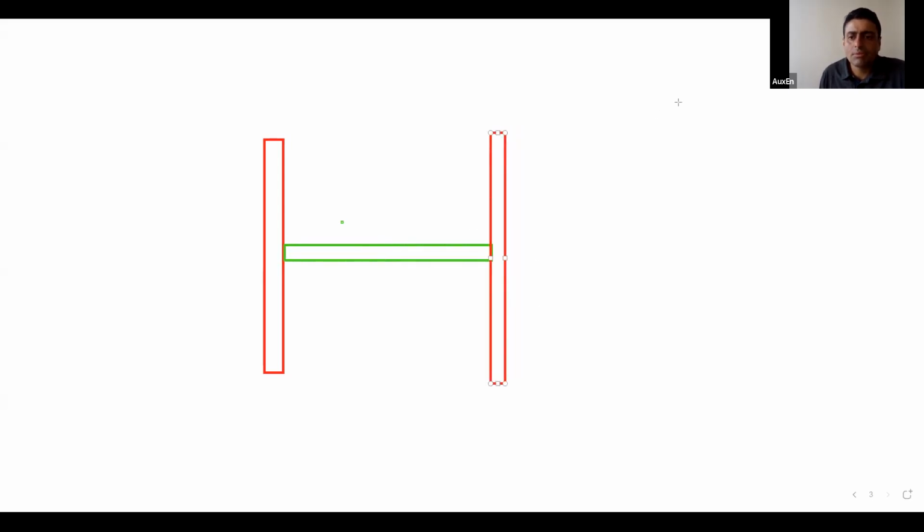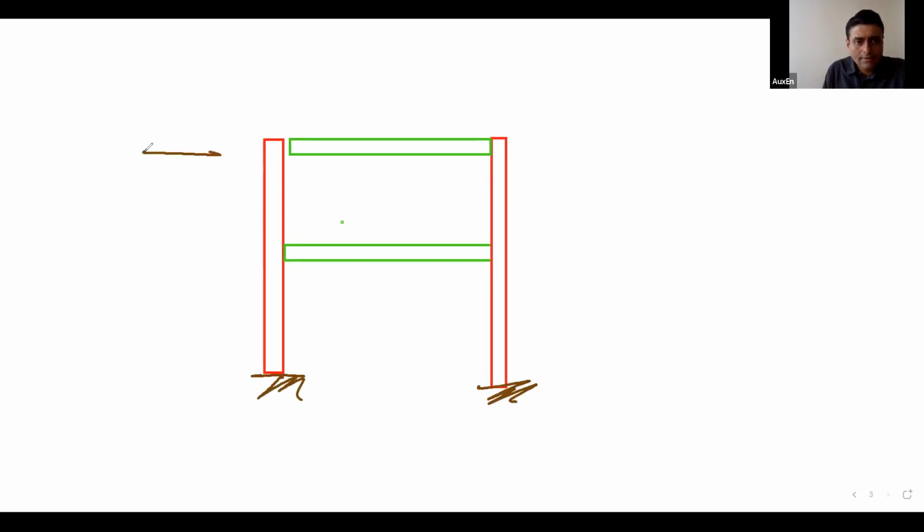If this is an elevation of the portal frame, the green members are beams, red members are columns, and this is a portal frame. Portal frame means it is a rigidly connected geometry. So what is the assumption for load resistance? Let's say if I asked you how is lateral load resisted? Lateral load is resisted by the development of end moments.